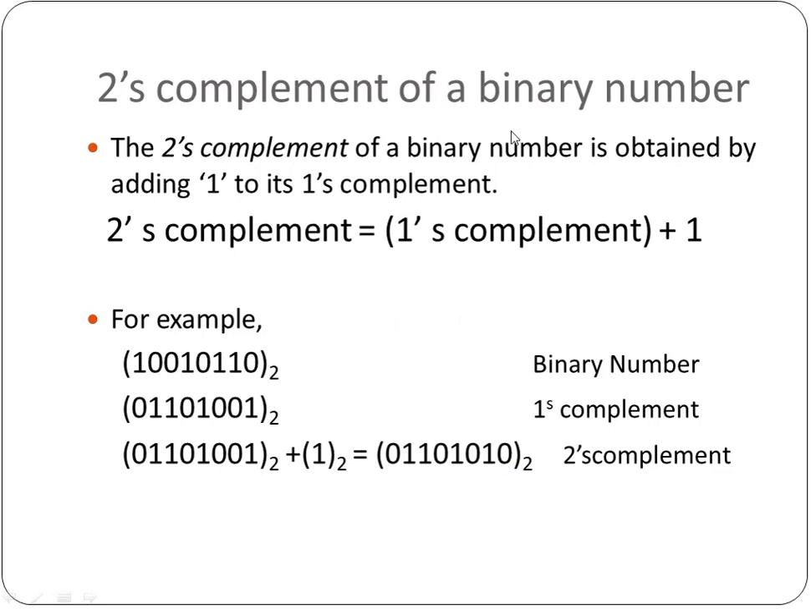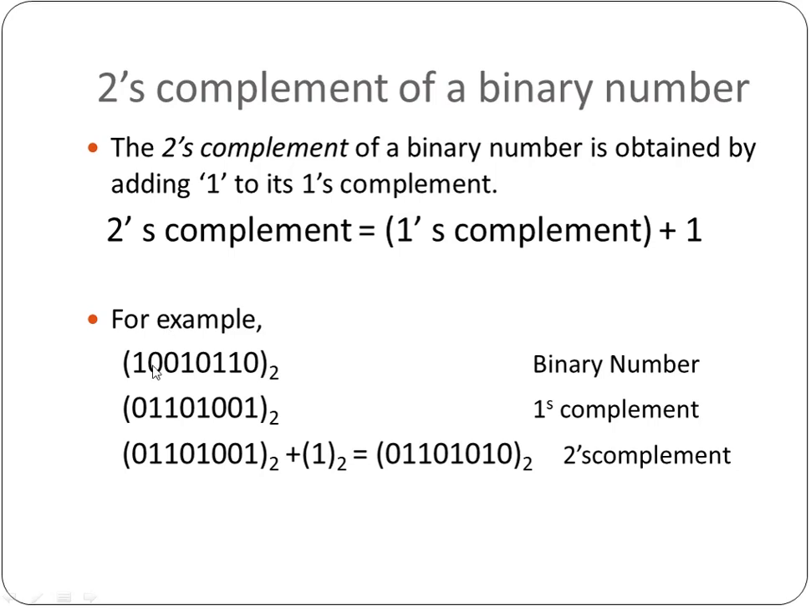Now the second complement of a binary number. The 2's complement of a binary number is obtained by adding 1 to its 1's complement. So the 2's complement is nothing but the 1's complement plus 1. The 1 is added to the LSB.